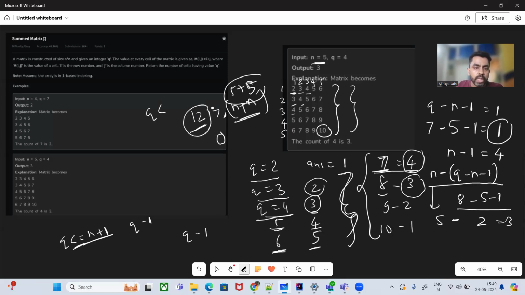Also for q less than 2, that is when q equals 1, in that case also we are going to return 0, because 1 cannot exist, because the minimum value will always be 2. That is 1 plus 1, right? It's one-based indexing. Okay, so this is the intuition.